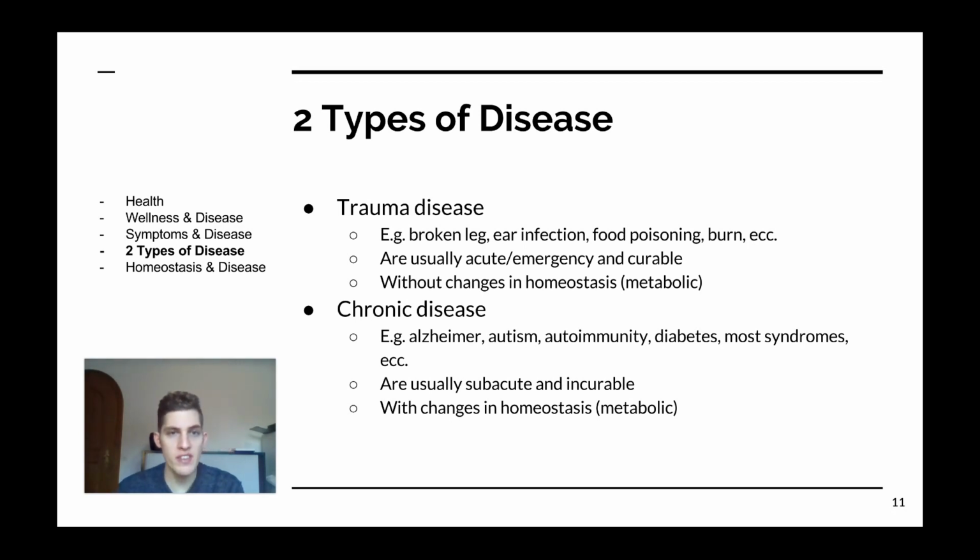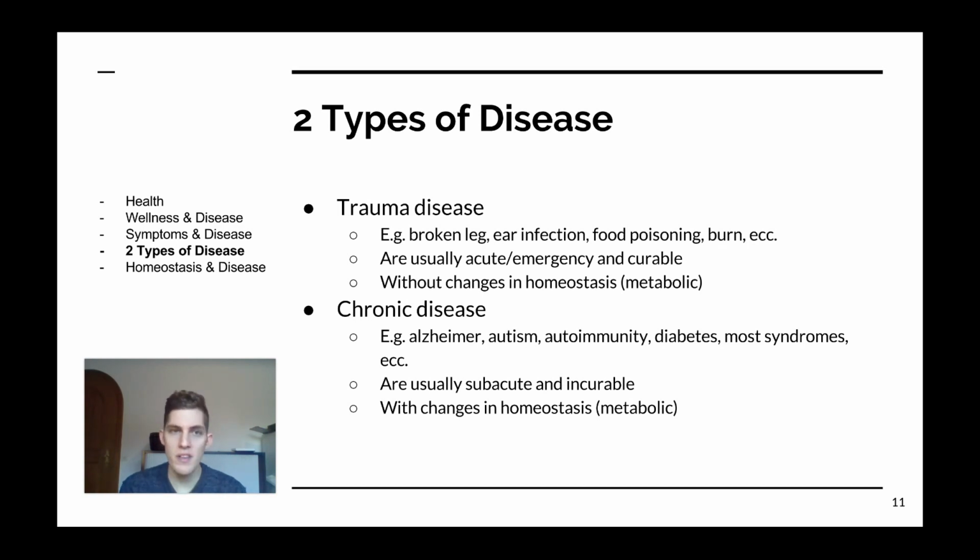Now, two types of disease. Disease is absence of health. We said that. However, we can expand on this. There is a simple yet very practical classification we want to use, which are these two types of disease. A disease will always be either a trauma disease or a chronic disease.